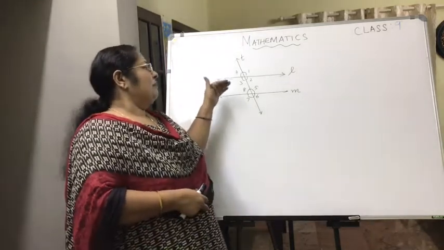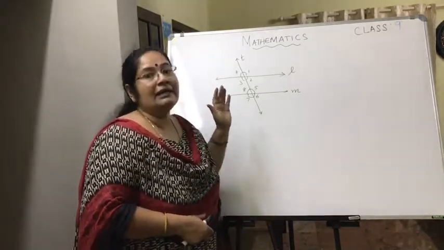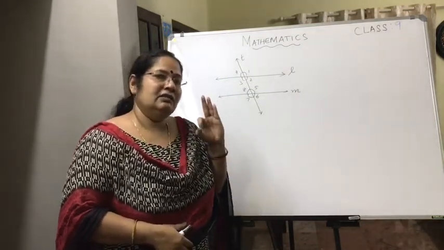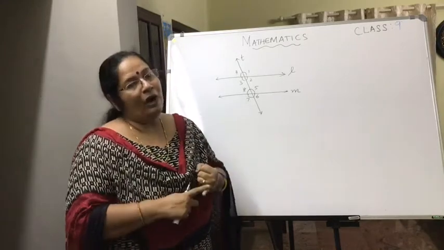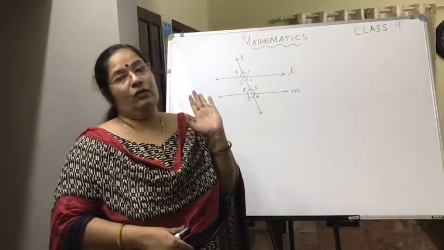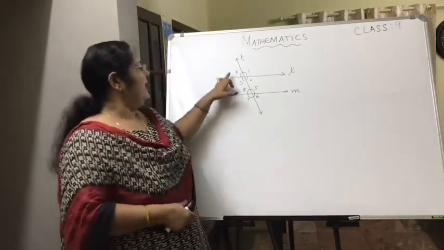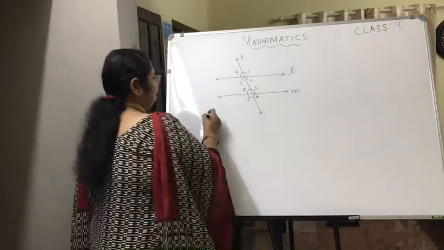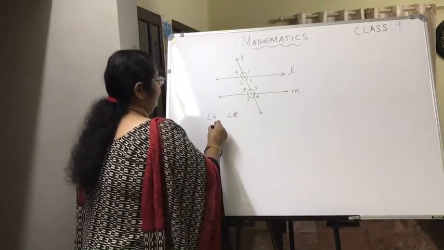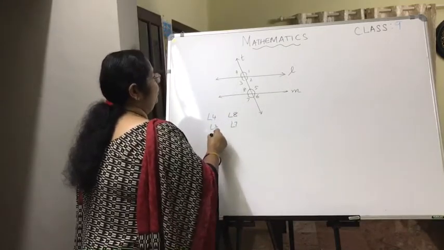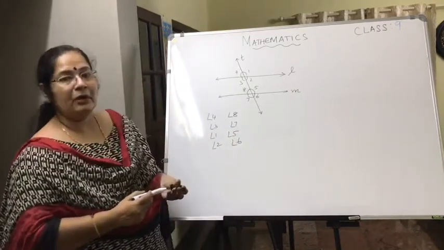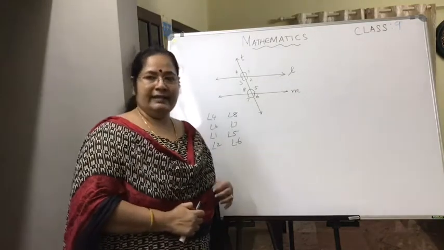Now when parallel lines are intersected by a transversal, there are 3 major things happening. One is the corresponding angles will be equal. Now which are the corresponding angles? Angle 4 and angle 8. Then angle 3 and angle 7. Angle 1 and angle 5. Angle 2 and angle 6. These are the corresponding angles formed when 2 lines are intersected by a transversal.